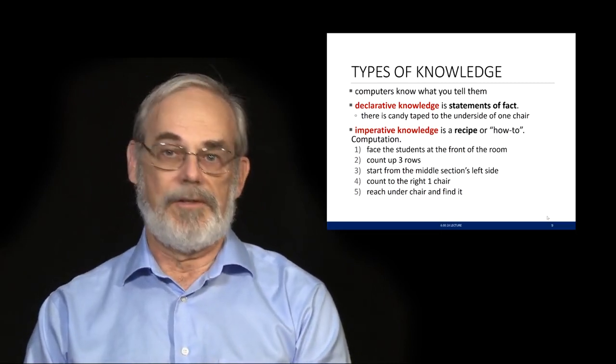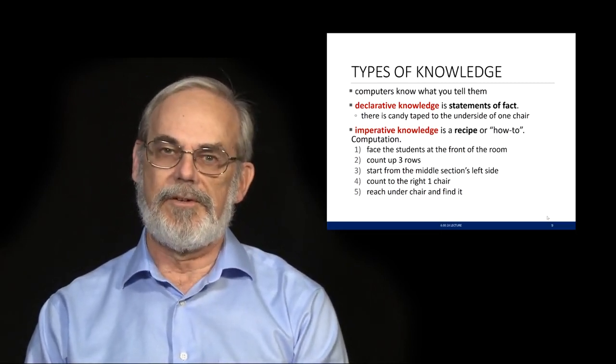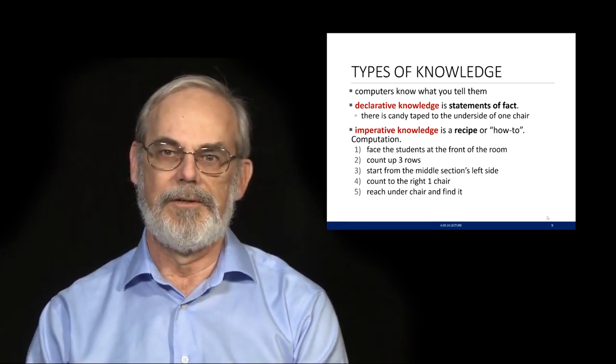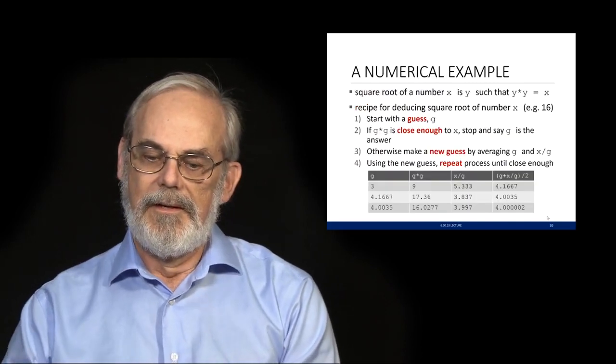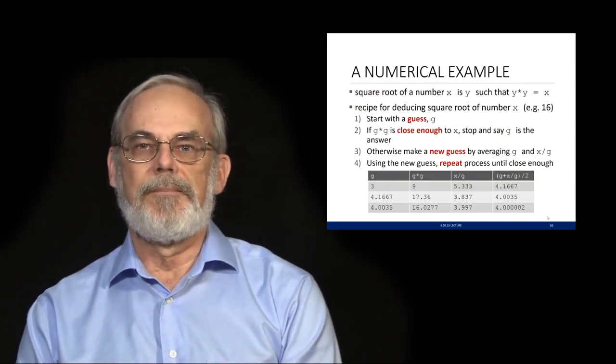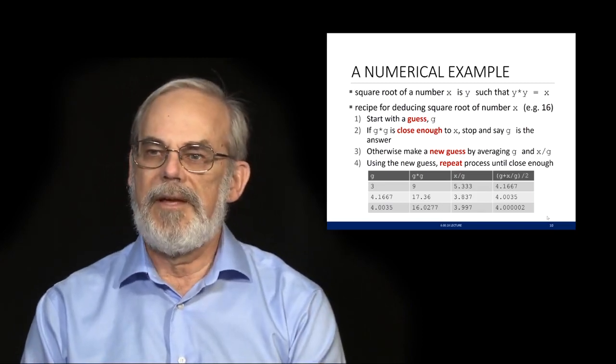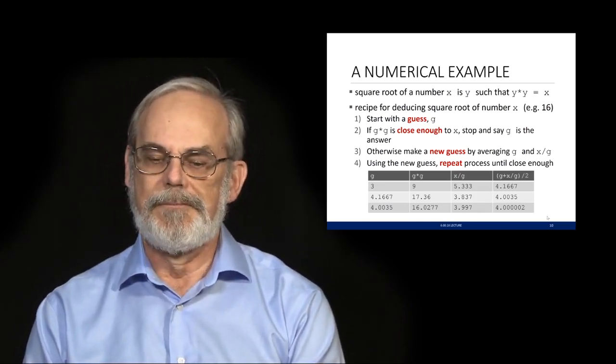Those two kinds of knowledge are important, but only the second one's going to really be of value to us, because that's what's going to help us get the computer to do something for us. To see it, let's look at a simple example. Suppose I want to compute the square root of some number. To make it easy, I'm going to start with just an integer number.